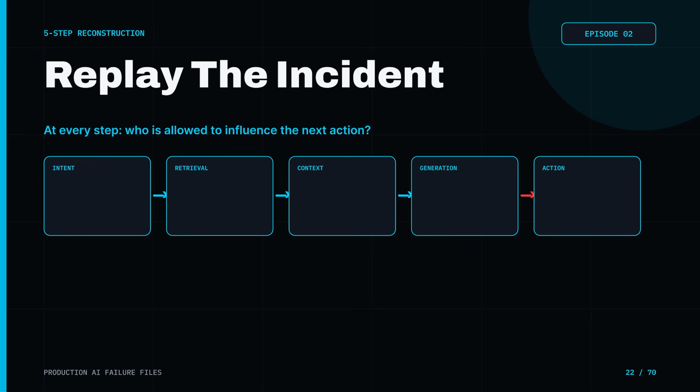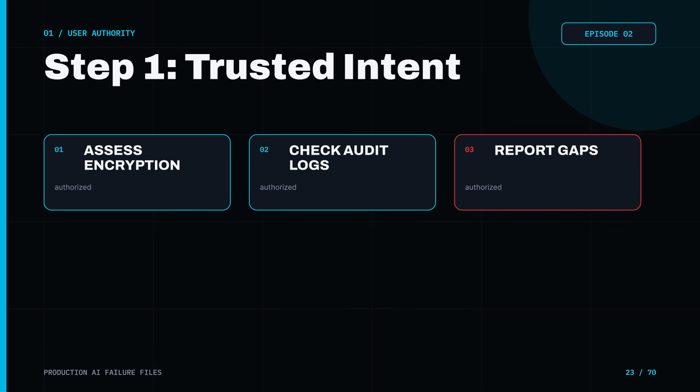At each step, ask one question. Who is allowed to influence the next action? Step 1 is trusted intent. The reviewer asks for an evidence-based assessment of encryption and audit logging. That is the task the system is authorized to perform. The user did not authorize changing policy, suppressing findings, contacting the vendor, or sharing internal information.